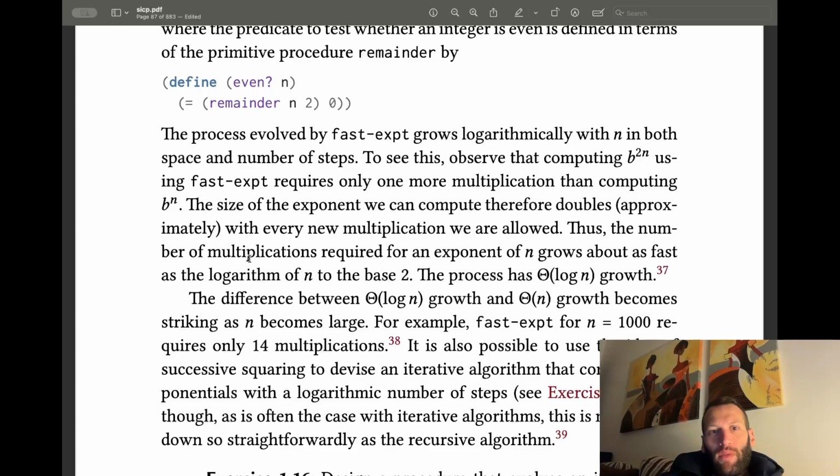The process evolved by fast exp grows logarithmically with n in both space and number of steps. To see this, observe that computing b to the power of 2n using fast exp requires only one more multiplication than computing b to the power of n. The size of the exponent we can compute therefore doubles with every new multiplication we are allowed. Thus, the number of multiplications required for an exponent of n grows about as fast as the logarithm of n to the base 2. The process has theta log n growth.